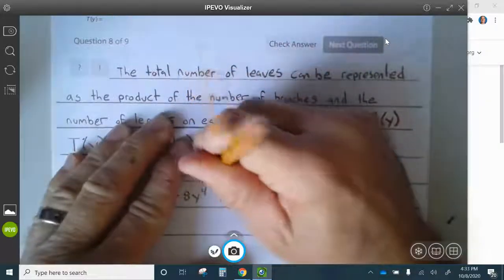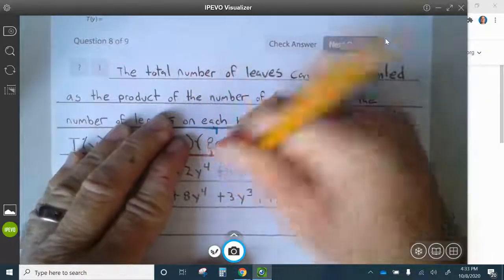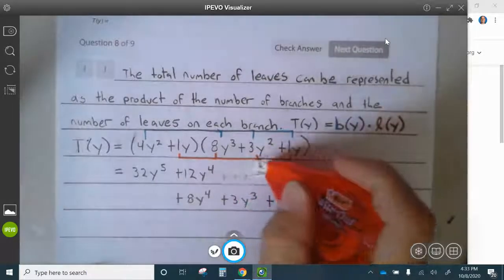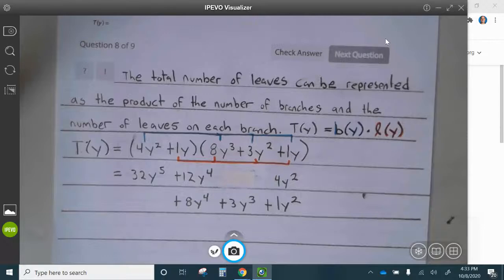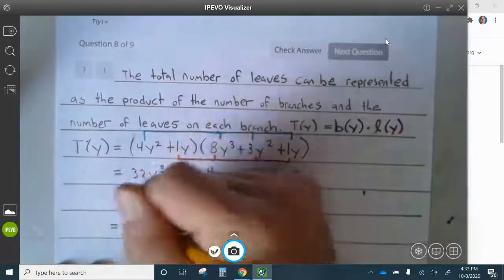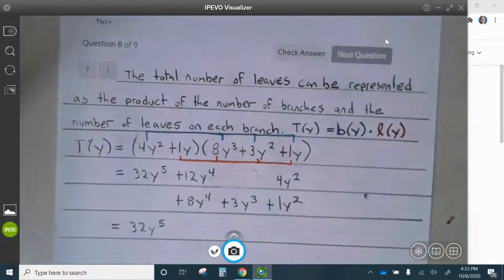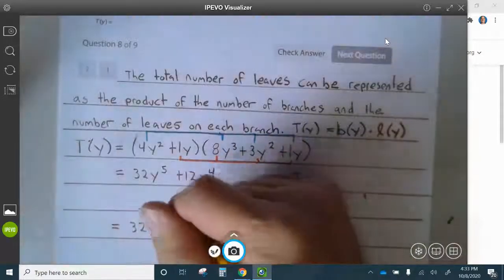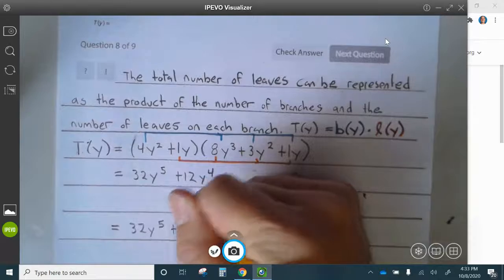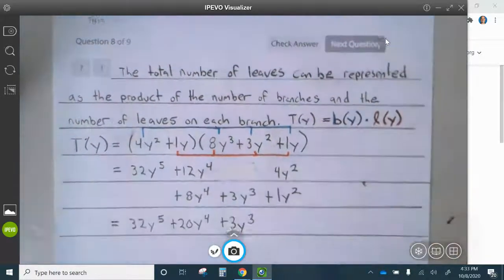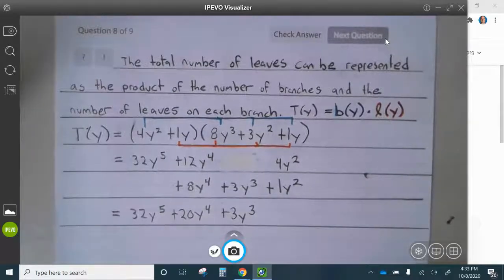So now we have 32y to the 5th, okay, plus 20y to the 4th, plus 3y cubed, plus 5y squared. Okay, hopefully that helps with question number 8. All right, last question, question number 9.